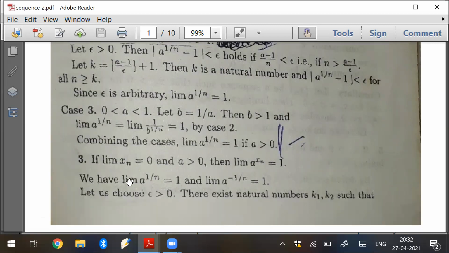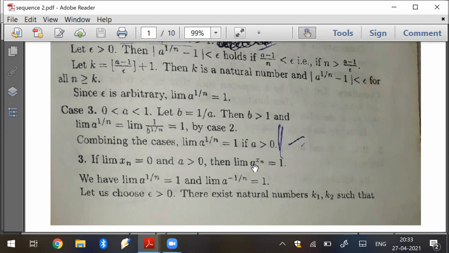Now another one. Suppose xn itself is a sequence which is converging to 0. That means it is a null sequence. And now we are provided with a positive number, a greater than 0. Then what we have to prove is the sequence generated by taking a to the power xn. That means the xn sequence is already given, and any positive number a is given. Now you are generating a sequence a to the power xn. That is the exponential sequence we are generating. Okay, so here the new sequence generated, we have to prove it is convergent, and here also it converges to 1.